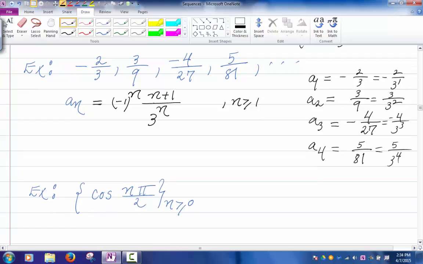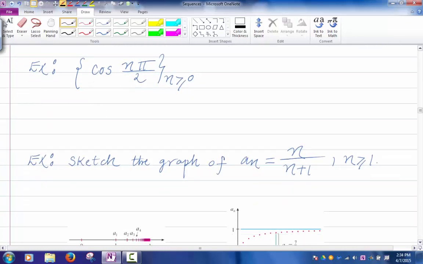All right. Let's look at the next sequence, cosine of n pi over 2, n larger than or equal to 0. All I want to know in this problem is what are the terms. So what's the first term? When n is 0, what is that? Cosine 0 is what? 1. When n is 1, what do you get? Cosine of pi over 2 would be 0. When n is 2, cosine of pi, negative 1. When n is 3, 0.